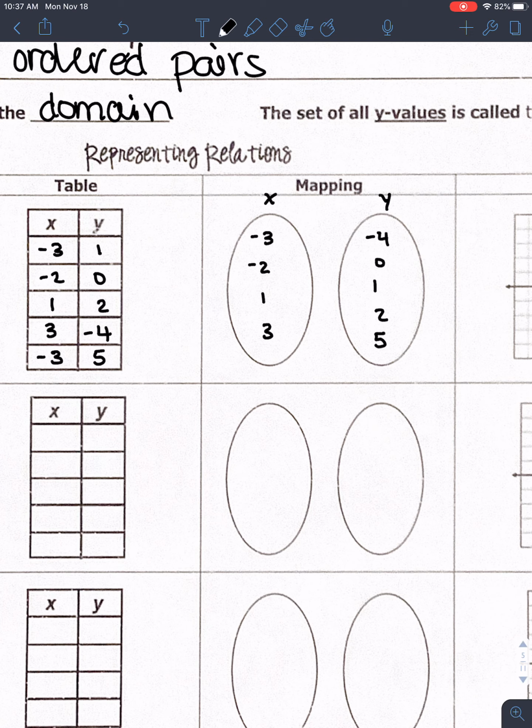So -3 goes with 1. Draw an arrow to that. -2 goes with 0. Draw an arrow to that. 1 goes with 2. 3 goes with -4. And -3 also goes with 5.